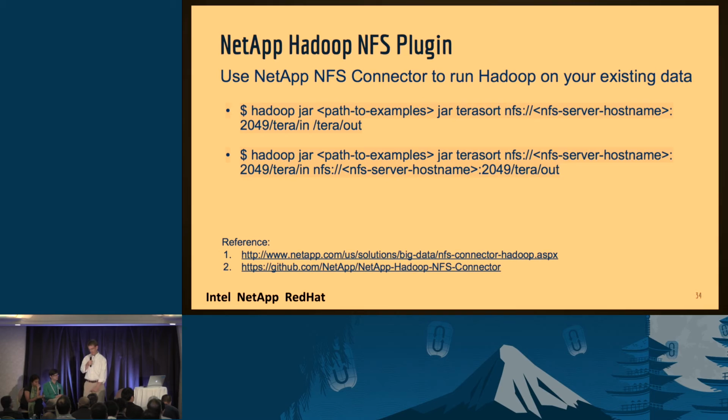And then you can output it to /terra out, which in this case, this is a mixed mode example, where /terra out is actually residing within HDFS. Similarly, the second command is just an example where both paths, the input and the output, are residing on NFS. And those are the references there for the connector at the bottom, off our netapp.com site, and also github.com, where the connector lives.